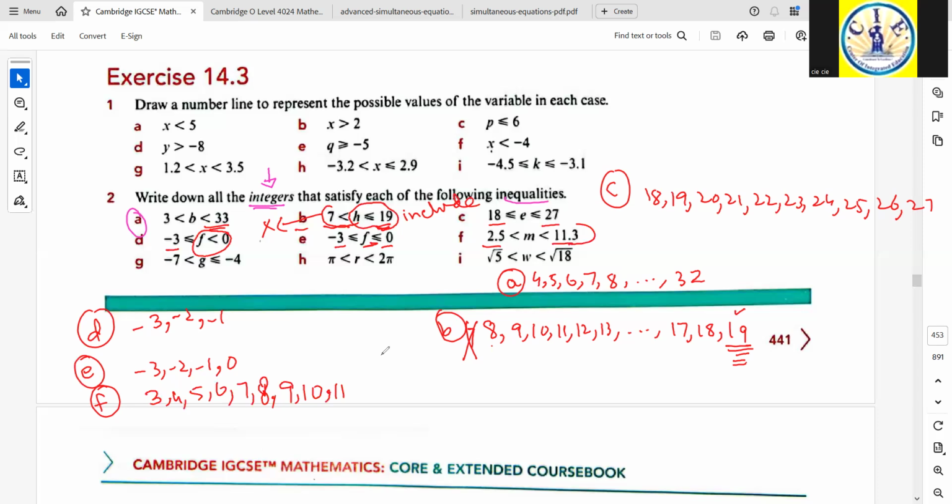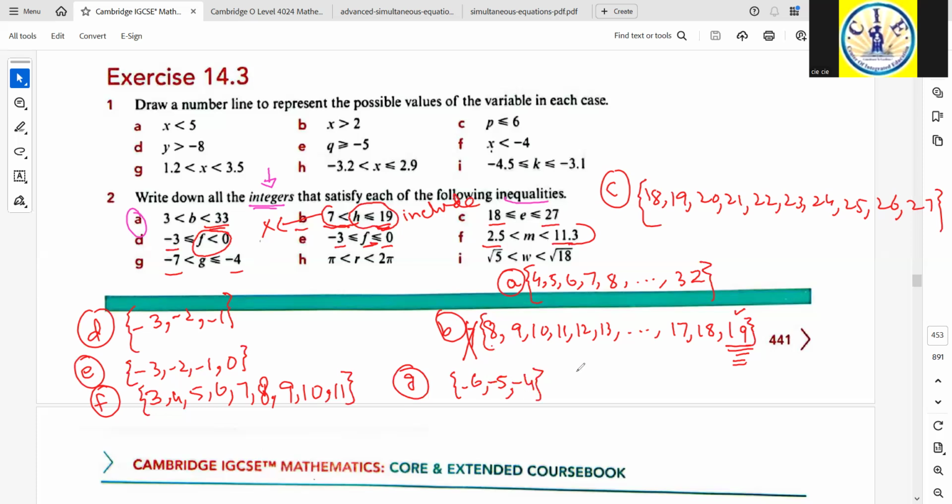And since these represent all of the values, we are bound to write them down in the form of sets like this. And then this one, this one. These are the values within this set. Or then for part G, -7 till -4, but greater than -7 and lesser than or equal to -4. So this will give us -6, -5, and then -4.